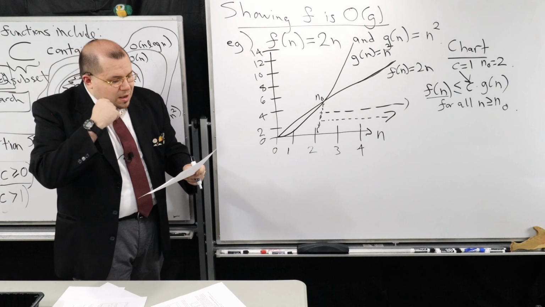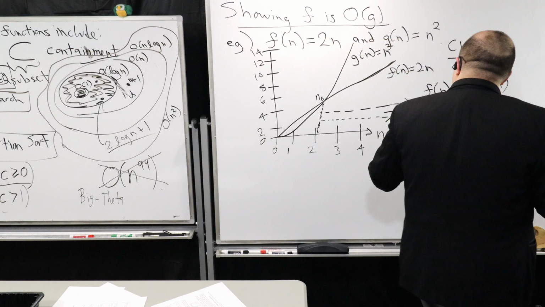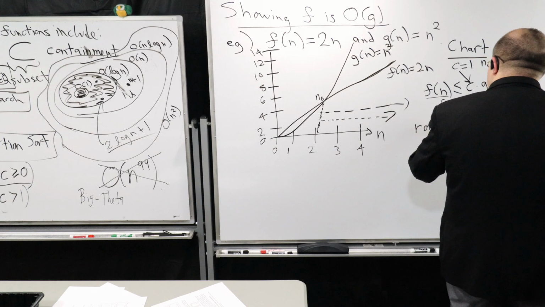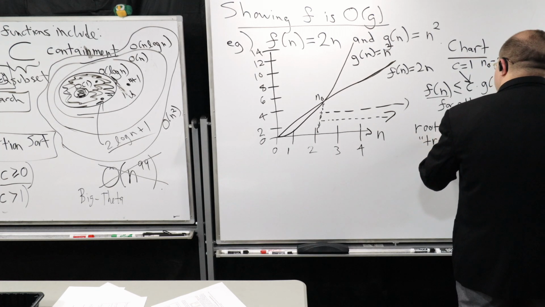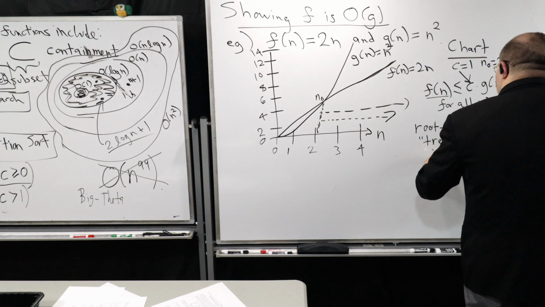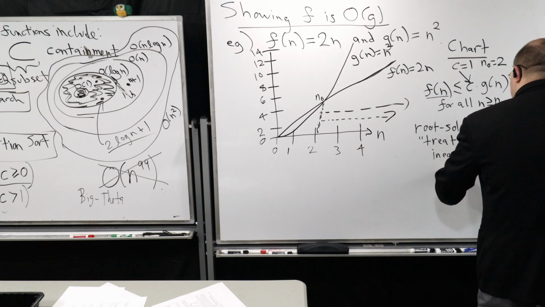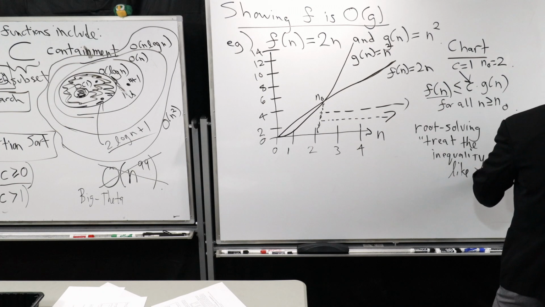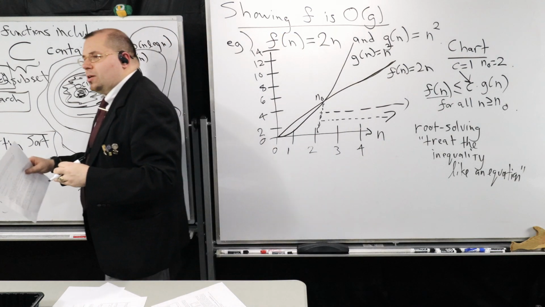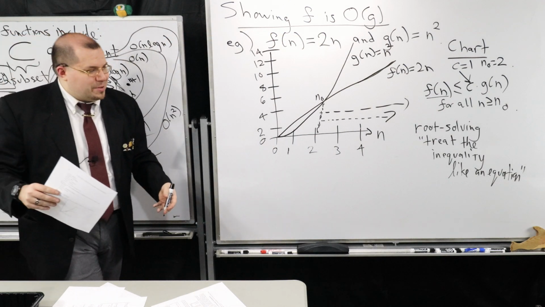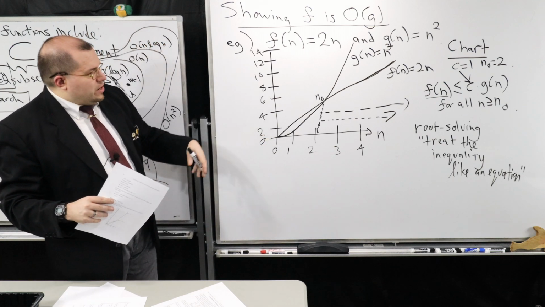In this case, what you could have done is something like root solving, for example. Just to clarify, you would just treat the inequality like an equation. So that's one way you could have determined that point for n0. In fact, you could have just algebraically manipulated it, done something quite similar to what you do in a calculus class. So you could have done it that way.